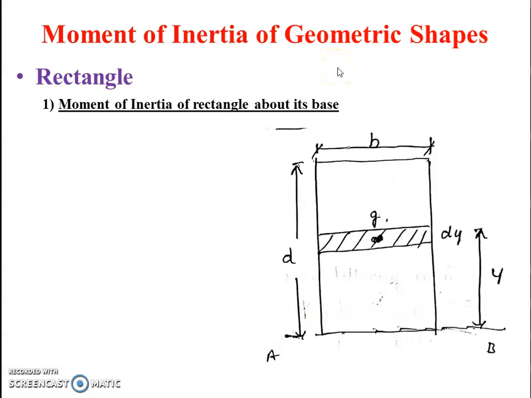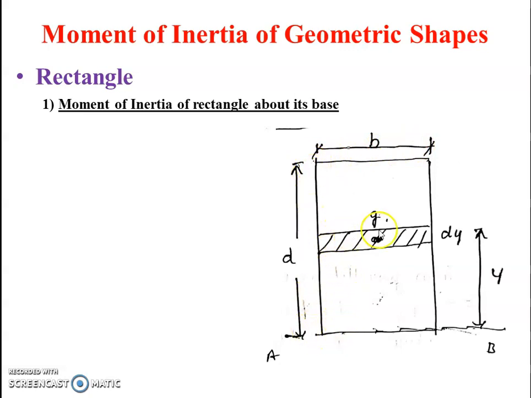First, I will consider this rectangle. First, the moment of inertia of a rectangle about its base. For that, I took this figure. In this, AB is the reference line I drew at the base of the rectangle. This rectangle has a breadth of B and depth D.